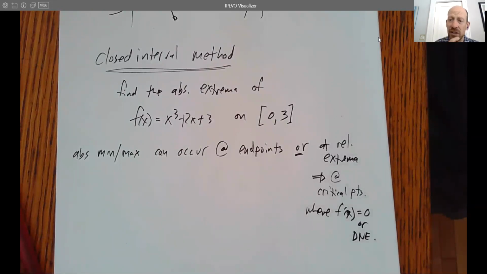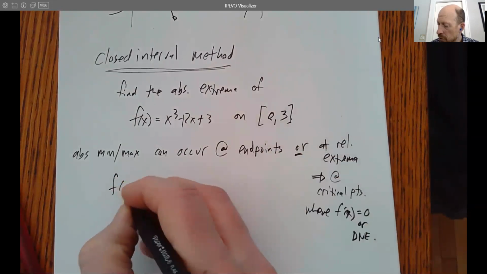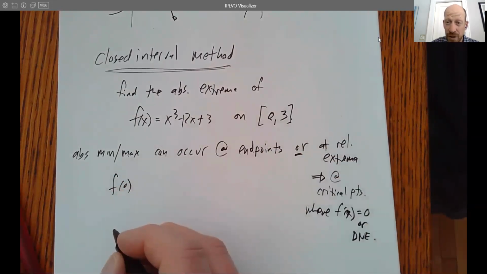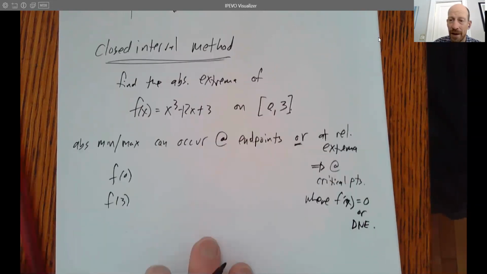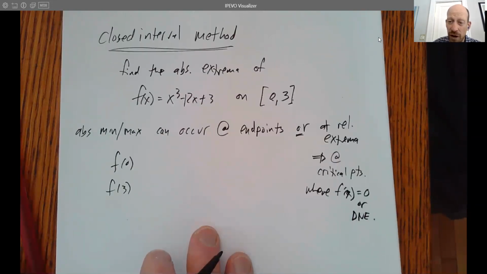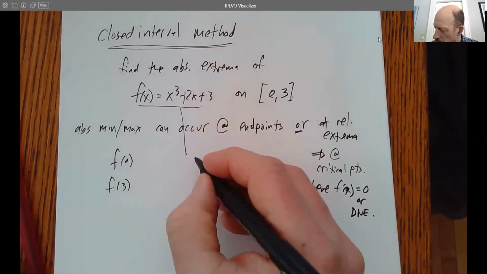So what I have is a limited number of points to choose from. I have two endpoints here. So f of 0 could be the absolute max or absolute min, and f of 3 could be the absolute max or min. But I also have to worry about these critical points.